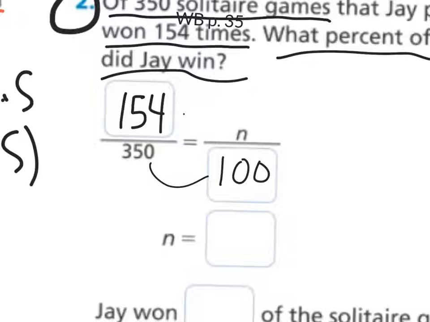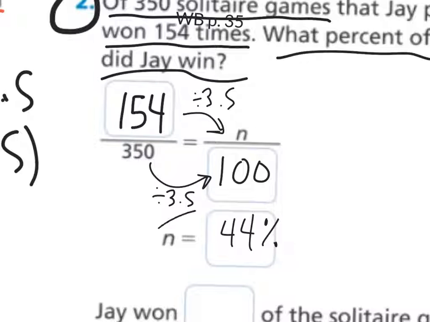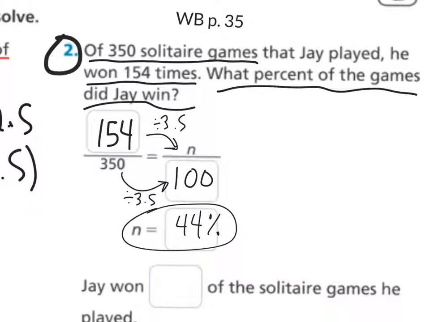So pattern here, if you do 350 divided by 100, it's 3.5. That's the direction we're headed, so we would divide by 3.5, which is 44. And we're finding a percent, so that means 44%. So what are we saying? We're saying he won 44% of the games. Well, half the games, if you take half of 350 is 175. 154, it's a little less than half, so that seems reasonable to be 44%.